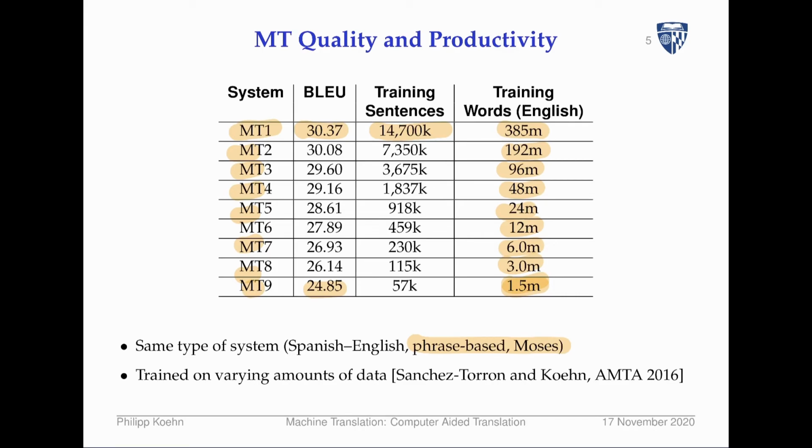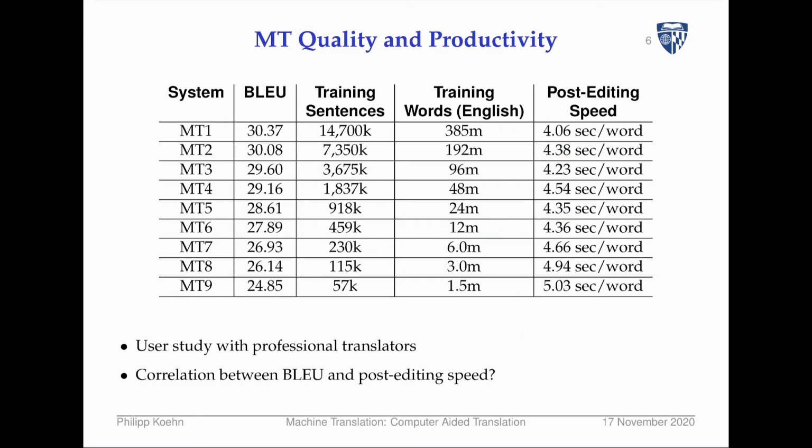So we train these systems on this amount of data, and we get systems of different quality, and then let human translators post-edit output from these machine translation systems. So one thing we measured then is how fast are they? Do they still get productivity improvements when they post-edit this output?